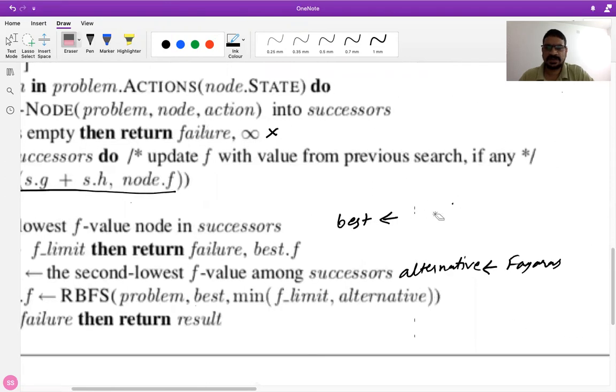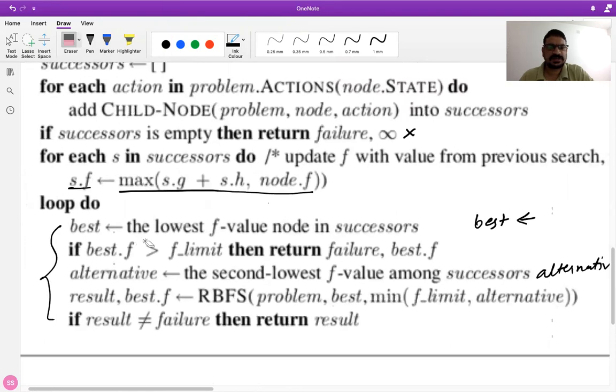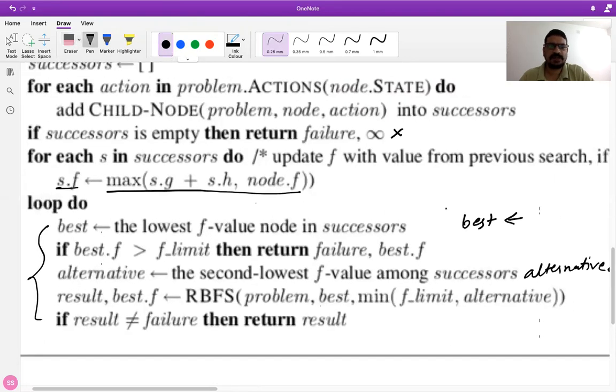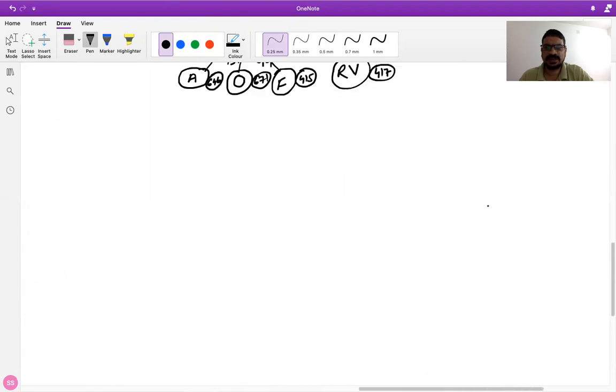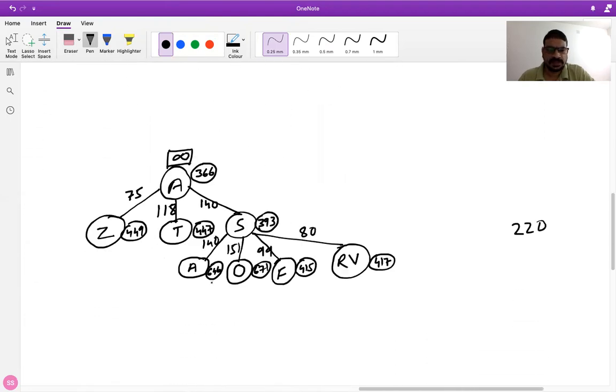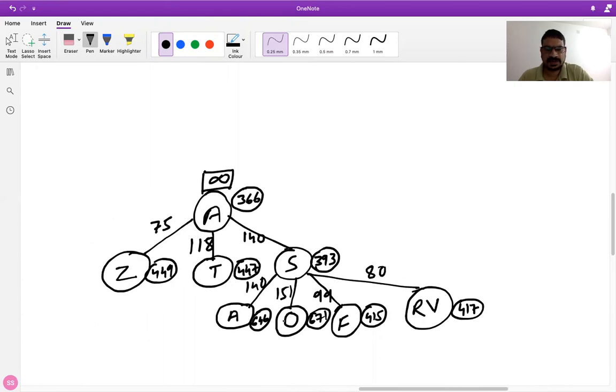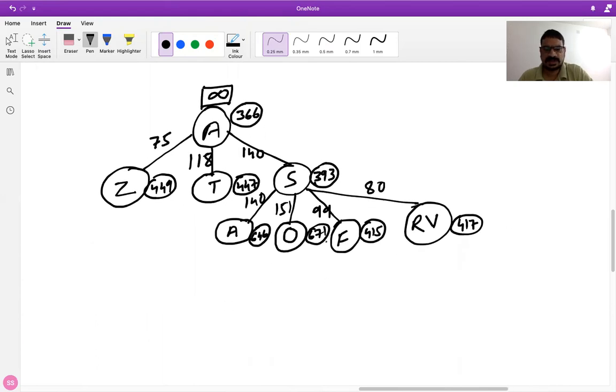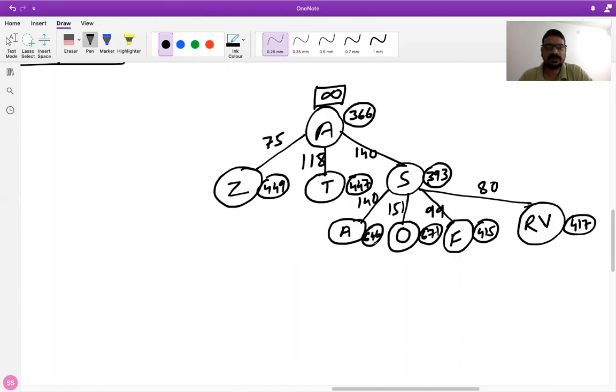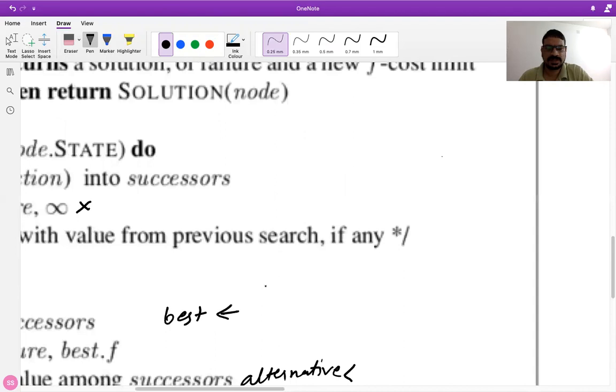Now, what is the best here? Best with the least F value. Who is having the least F value in this particular diagram? 647, 646, 671, 415 or 417. So definitely 415 is less, right? 415 is less. So 415 will become my best.